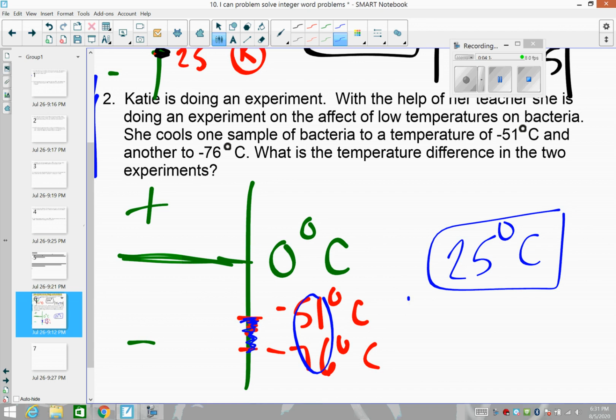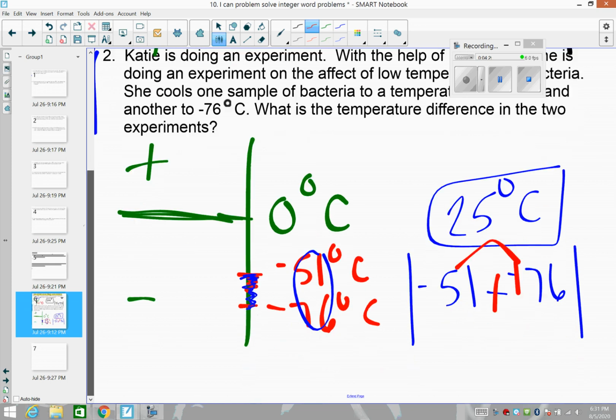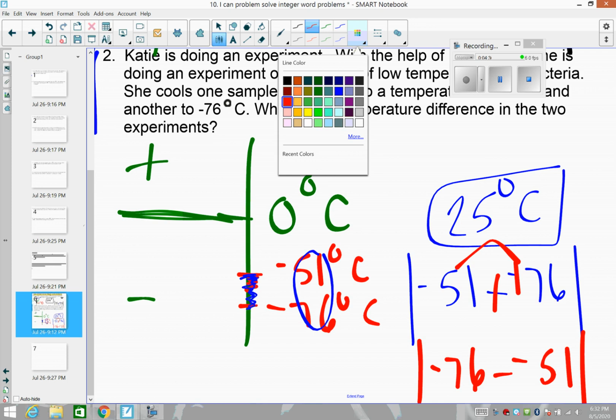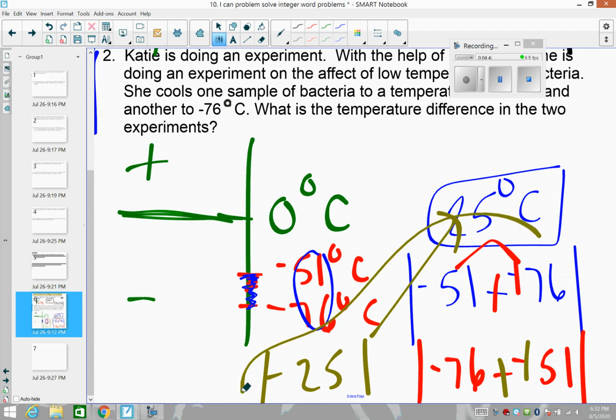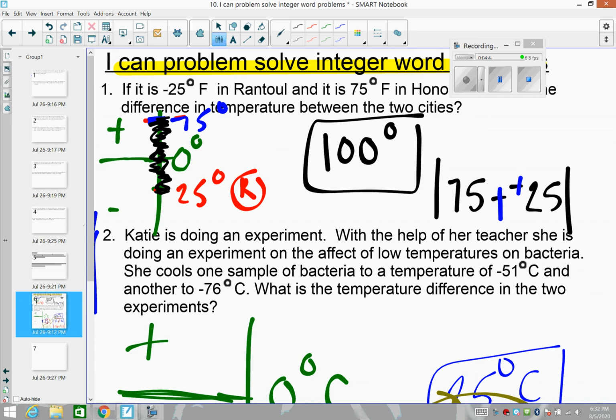So another way to think of that is we could take the absolute value of those, and we could say, well, negative 51 minus negative 76. What's the difference? We would chop, and we would get that 25 degrees. You could also invert that and do it the other way: negative 76 minus negative 51. We would chop that, and then we would take the absolute value of negative 25. So you can do it through a picture, and you can also use this idea of absolute value. Okay, so there's our first two word problems today.